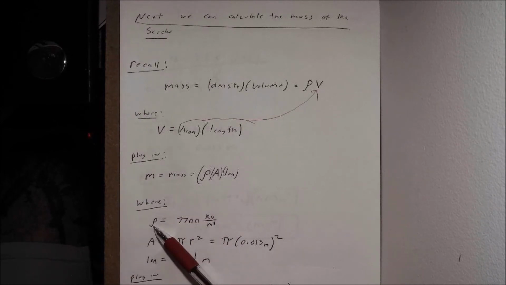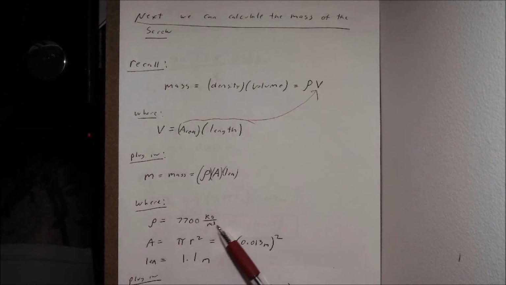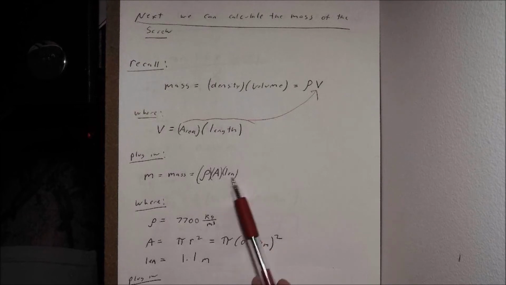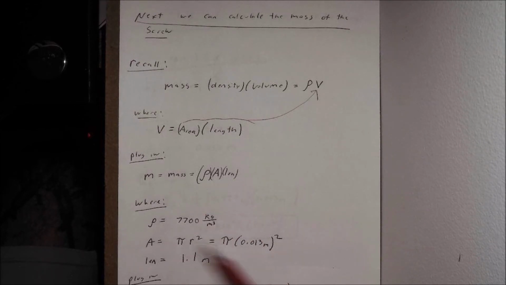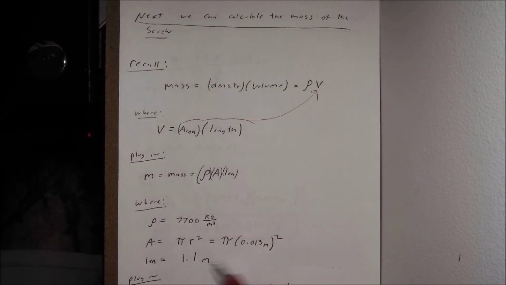Okay, I know my density, my rho, is given to me: 7,700. I still write down my units of kilograms per meter cubed. My area, I know my area is pi r squared. So again, I can plug in my value for r from the beginning part of the problem. R is equal to 0.013 meters, that value squared there. My length is 1.1 meters, so I can plug that in there. So I have my rho, I have my area based off pi r squared, and I have my length here. Pay attention to my units.